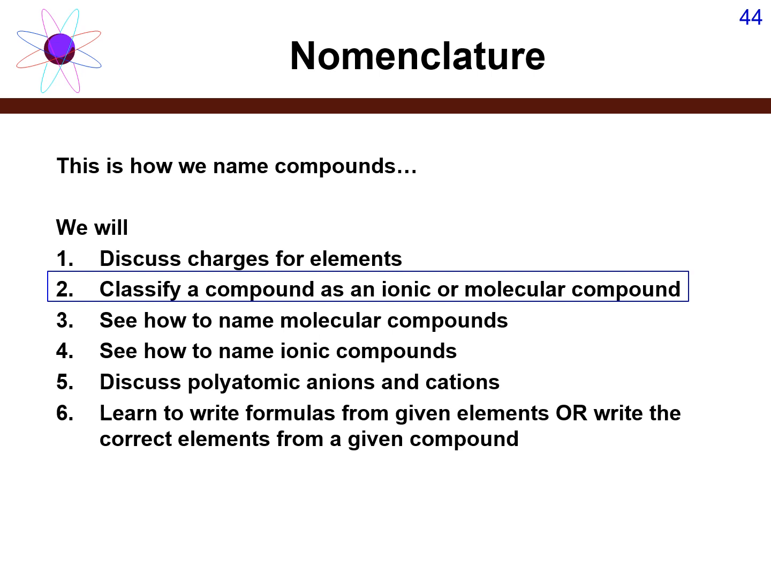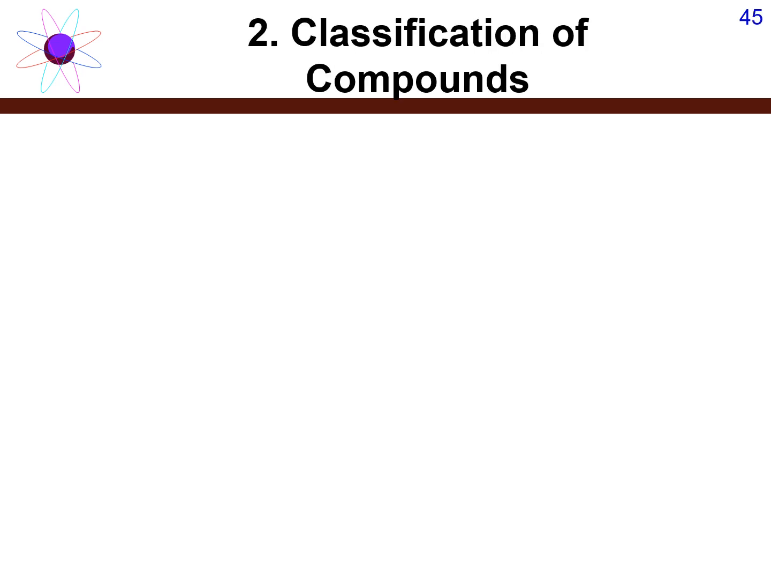Okay, so we did a little bit of discussion. Now we're going to really talk about nomenclature. We're going to classify compounds as ionic or molecular compounds, and then we'll discuss how we actually name those. So let's look at ionic compounds.